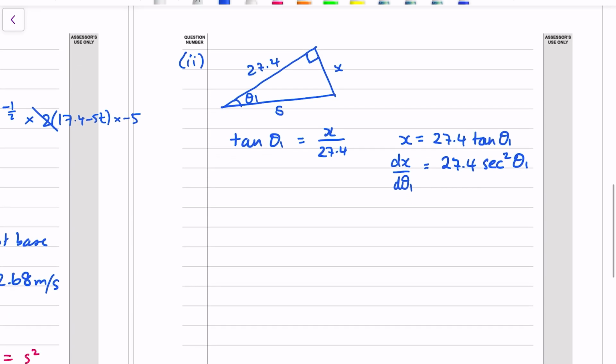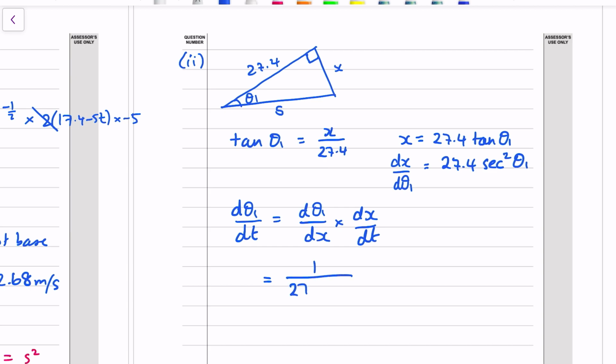And then using my related rates knowledge, d theta 1 dt, that's the rate I want to find, is d theta 1 over dx multiplied by dx dt. The reciprocal of the derivative we've found. So if I take the reciprocal, I've got this, and then I'm multiplying by the minus 5 again. Dx dt is the speed that the person was running, assuming that it's the same when he slides as to the speed when he runs.